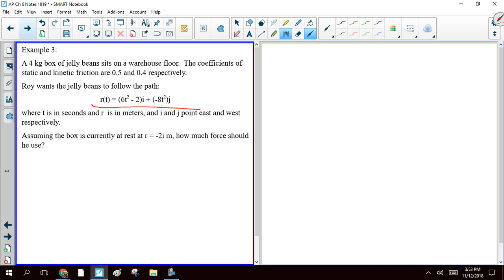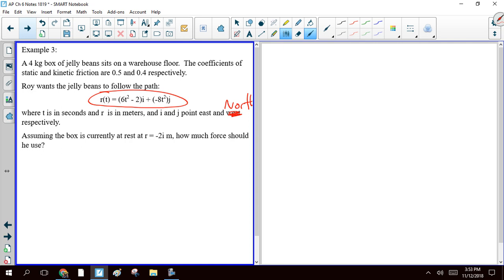Remember, R is position, so the i component represents x, and the j component represents y. We want the jelly beans to follow this path. So there's my R, where t is in seconds, R is meters, and i and j are east and north. I is east, j is north.